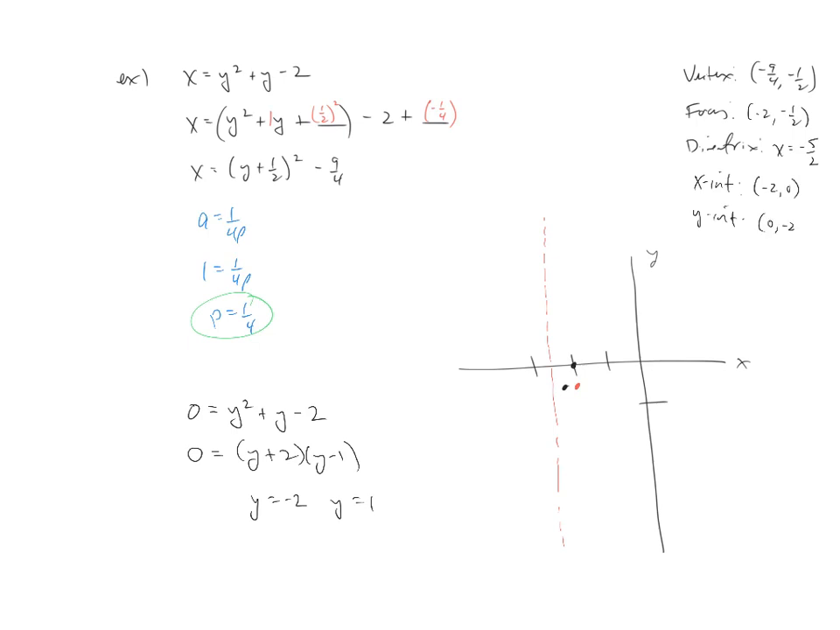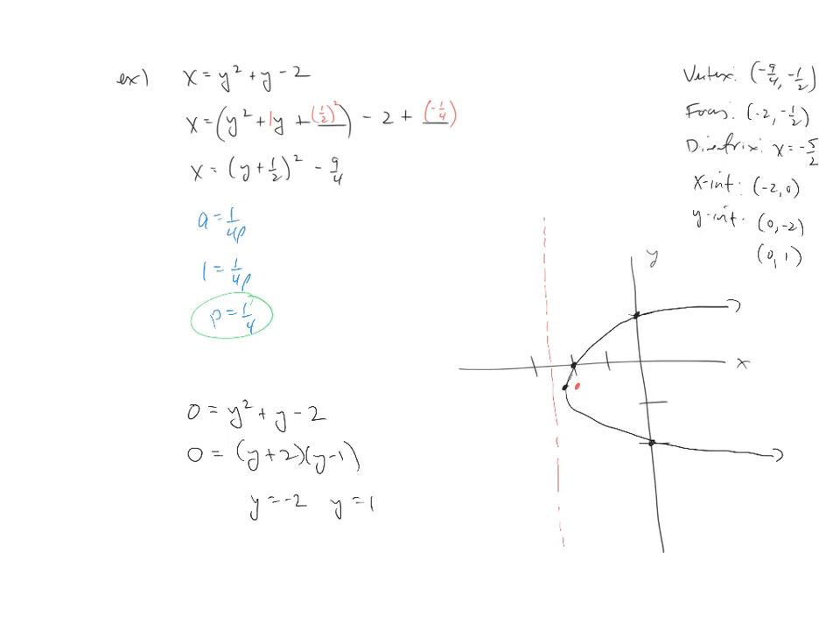So 0, negative 2, 0, negative 1. Positive 1 there. So negative 2 and positive 1. So here's our negative 2 and here's our positive 1. And if I connect the dots, I get a pretty decent picture of our parabola there.